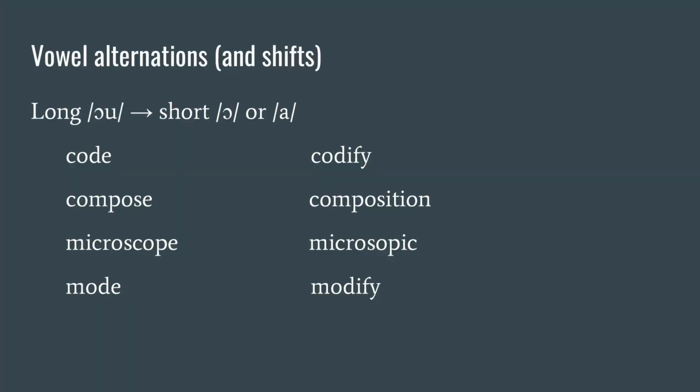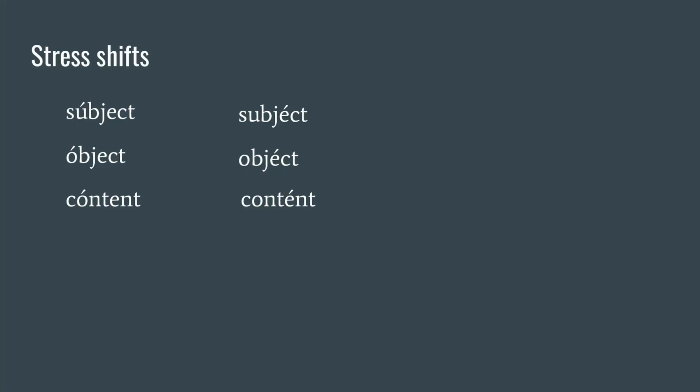And sometimes stress can move over when you add suffixes and make new words. Code, codify, compose, composition. There on composition, the stress shifts over from compose to composition. Microscope, microscopic. Stress shift, microscopic. So we have these vowel alternations and these shifts. Here's a stress shift pattern you're familiar with. This occurs in a few words, and sometimes common words, in English.